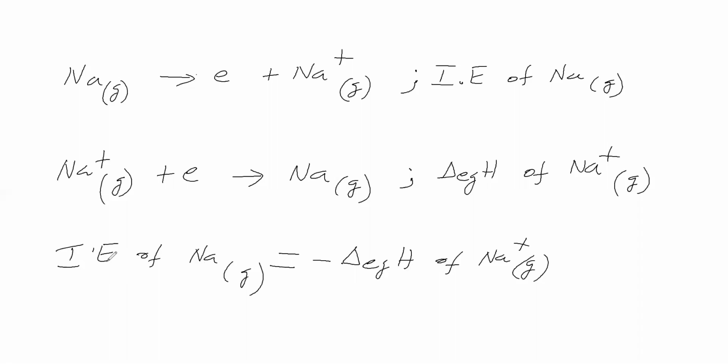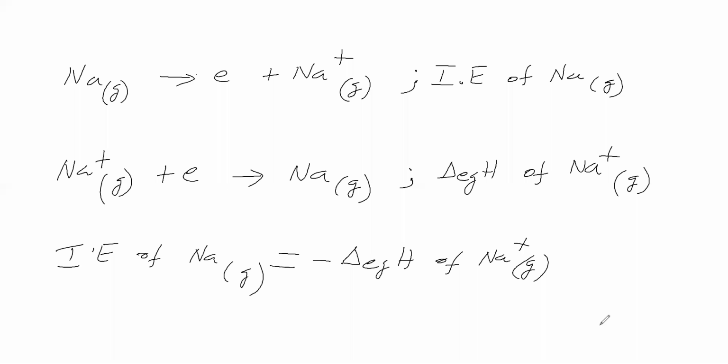Ionization energy means knocking out an electron. Electron gain enthalpy means taking an electron. One means taking an electron, the other means removing an electron. Therefore, the magnitudes will be equal, but the sign is opposite, because these two steps are exactly reverse of each other.